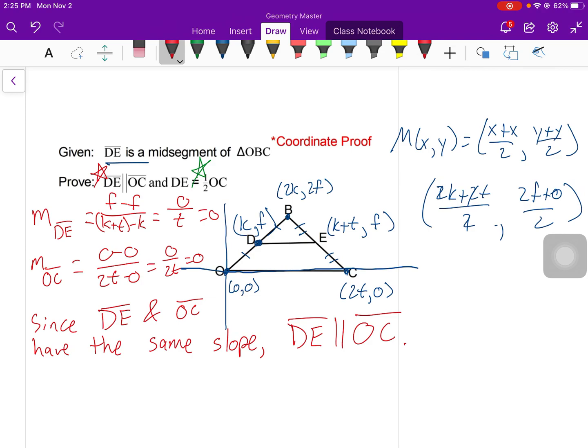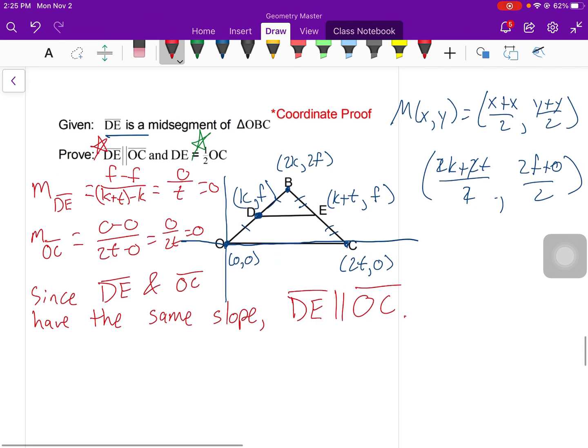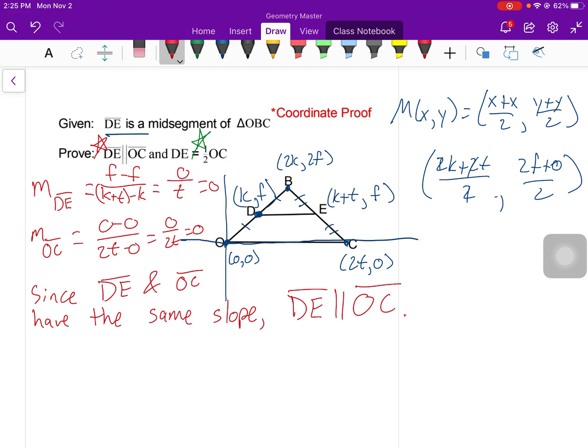All right? That's the beginning of a coordinate proof. That's the first part. We've already done half the work. Okay? The next part has a little bit more work involved. Most of it's not going to be that bad. I want to show this, so I need to calculate this and calculate that. So to calculate DE, I need to find the length of that.